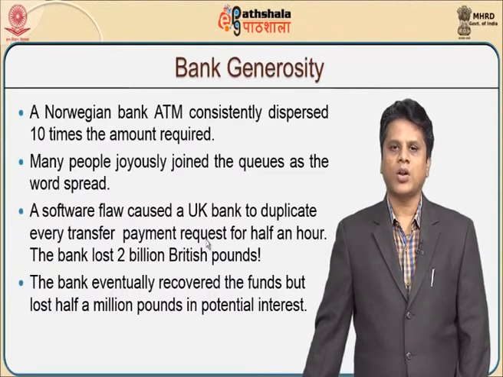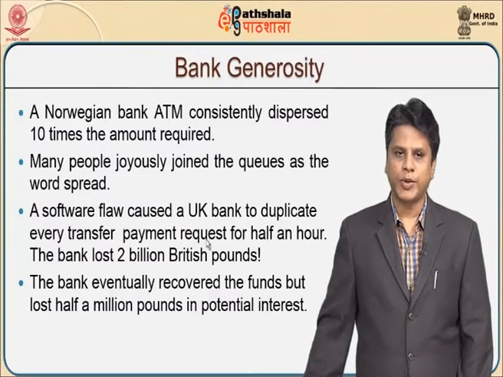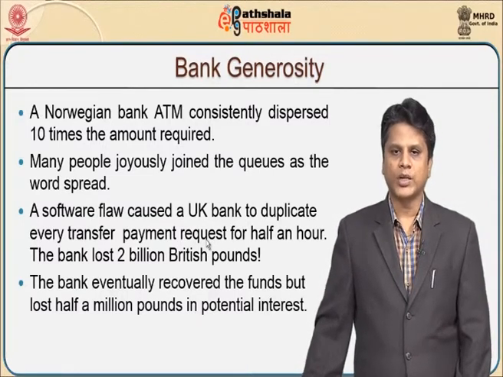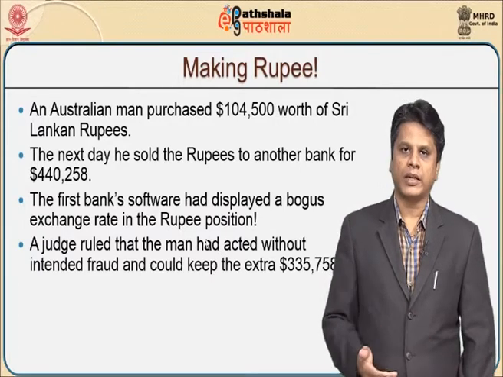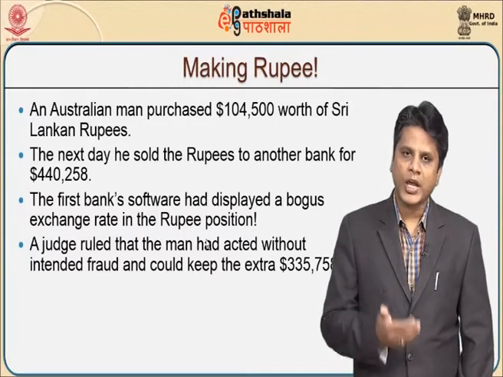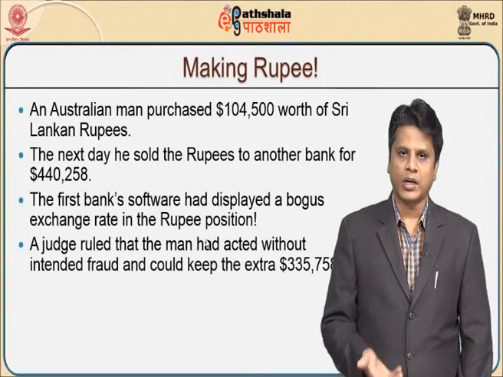A software flaw caused a UK bank to duplicate every transfer payment request for half an hour. So the bank lost almost 2 billion British pounds. The bank eventually recovered the funds, but lost £500,000 in potential interest. So that is the problem with the bank even. Those were because of the faulty software that was run.